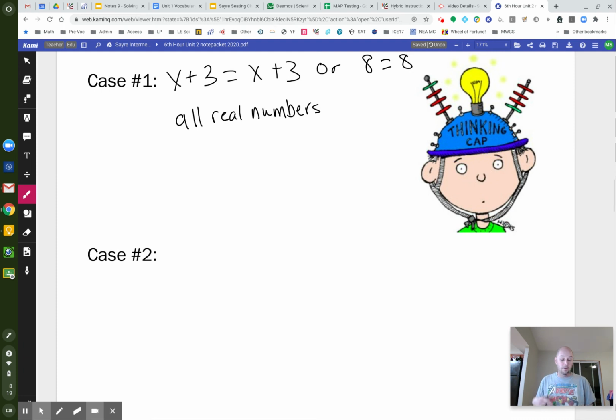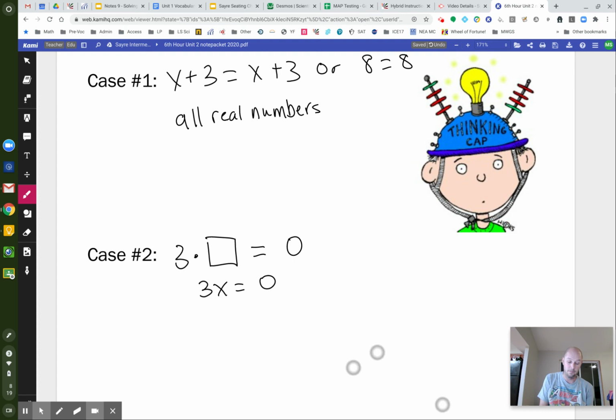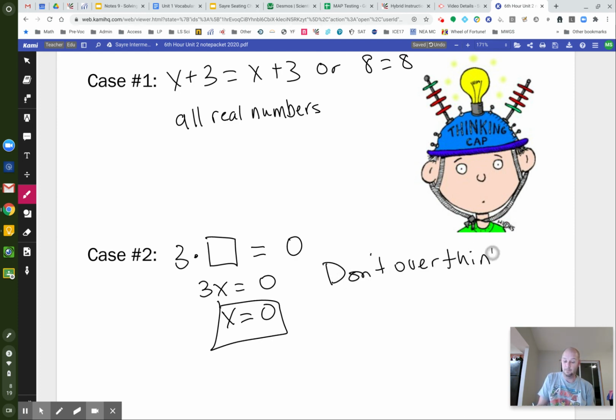Okay? Now, here's the second case. I'm going to put 3 times, and I'm going to make a box and I'm going to say equals 0. Now you need to figure out, is there any number that I can fill into that box that's going to make 3 times something equals 0? There's only one number that works, and that happens to be 0, and this is why. If I have 3x equals 0, because really an x just means any number, the only number that I can multiply times 3 and get 0 is 0. So x is going to equal 0. Okay, don't overthink this one. Sometimes we forget that 0 can be an answer.